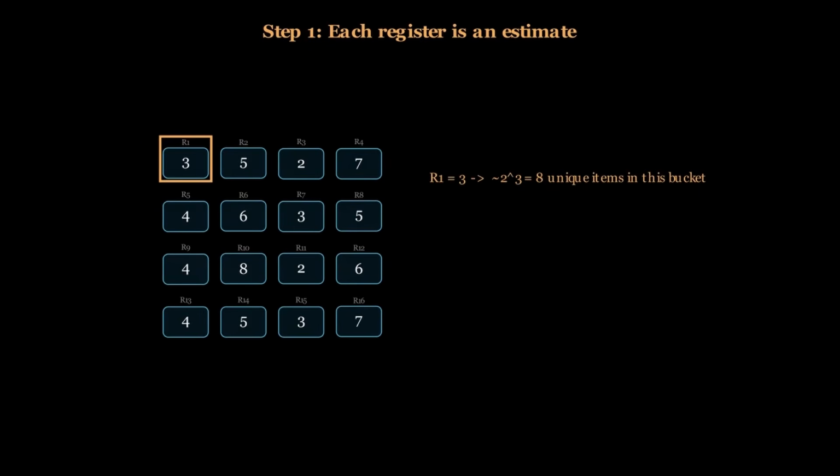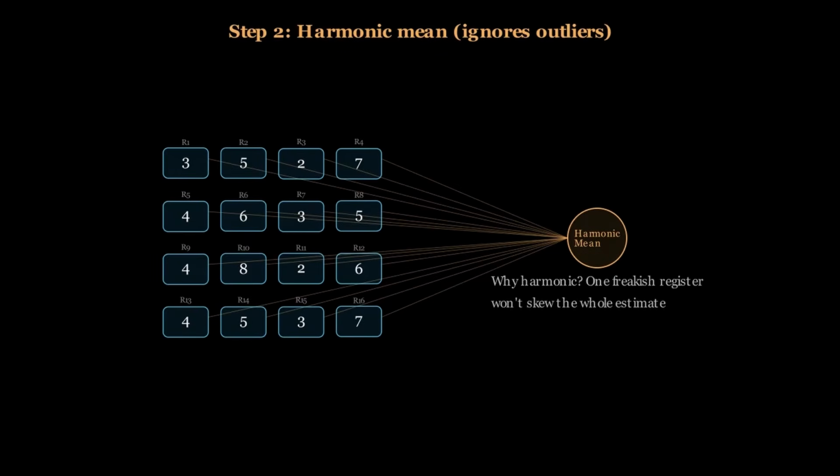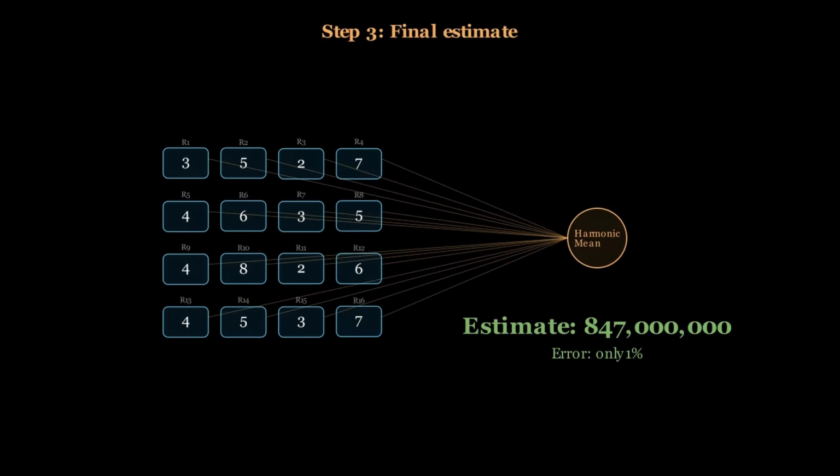The fix is splitting the work across many registers, where the first few bits of each hash decide which register gets updated, and the remaining bits count leading zeros for that register. To get a final estimate, you use a corrected harmonic mean, a formula built specifically to resist outliers. Real production systems like Redis and BigQuery use 16,000 registers, which is still only 12 kilobytes of memory, and they get under 1% error rates.